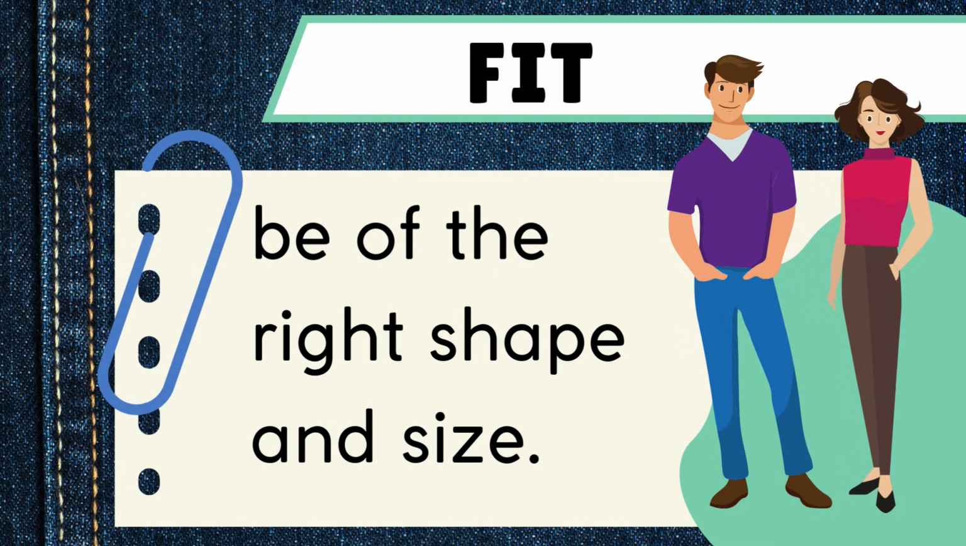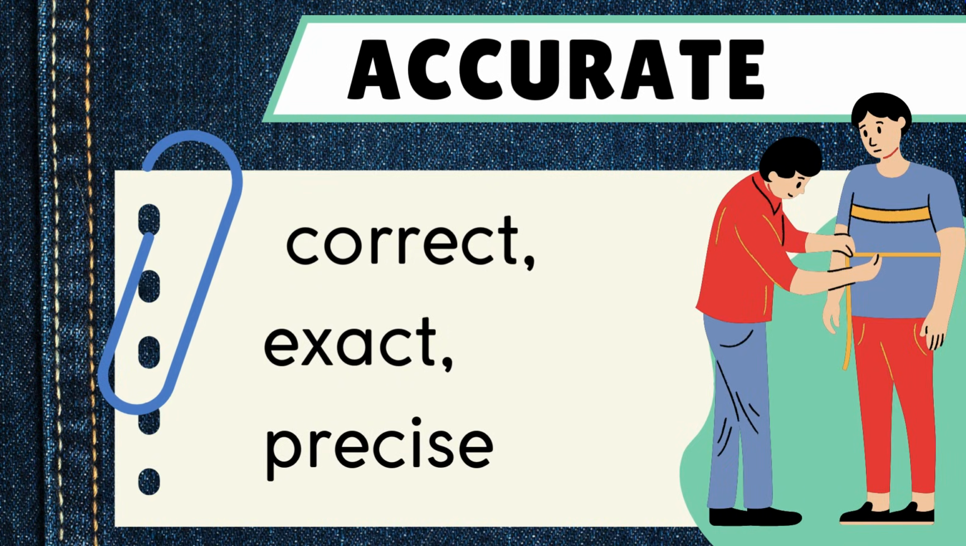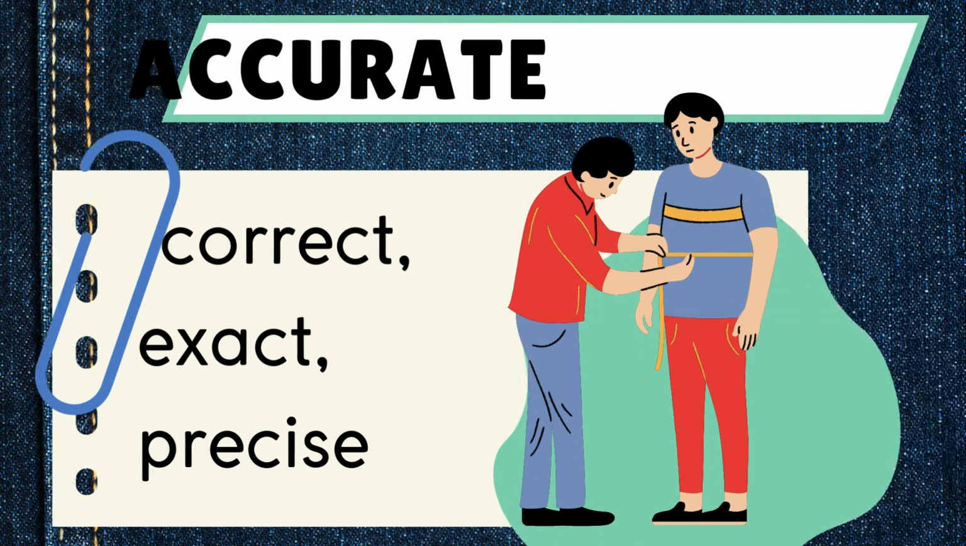Fit. Be of the right shape and size. When clothes fit well, they don't feel too tight or too loose. They match the body's shape in a comfortable way, allowing you to move, sit, and walk without any problems. Accurate. It means correct, exact, precise. Being accurate means doing your work carefully so that every line, every number, and every cut is correct. Accuracy helps us avoid wasted fabric, wrong sizes, and mistakes while sewing.